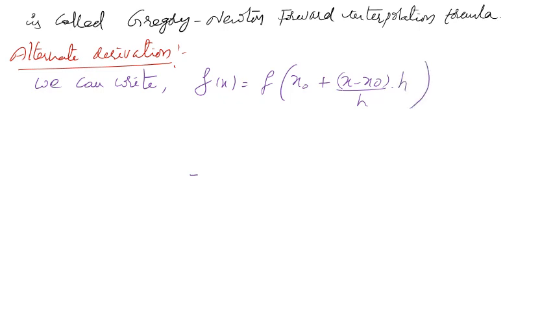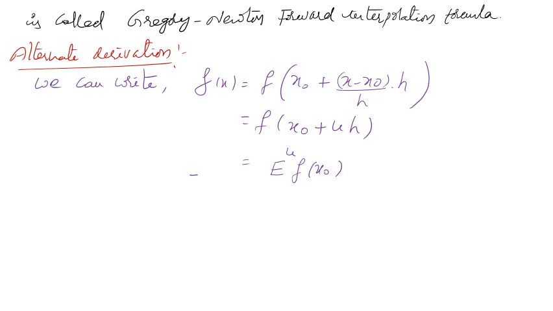f(x) = f(x0) + (x-x0)/h. Is it correct? h gets cancelled, x0 gets cancelled, again you will get f of x. So this is equal to f(x0) + (x-x0)/h, which can be written, using shift operator, as e to the power of u of f of x naught.